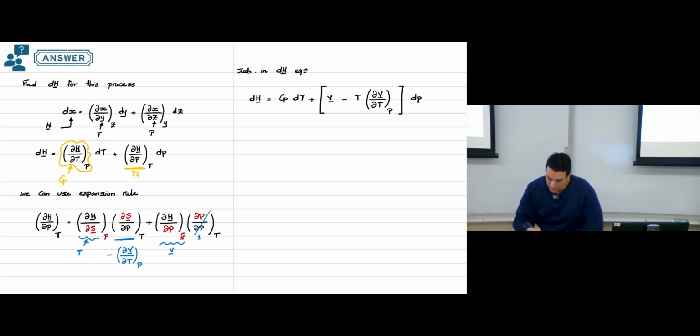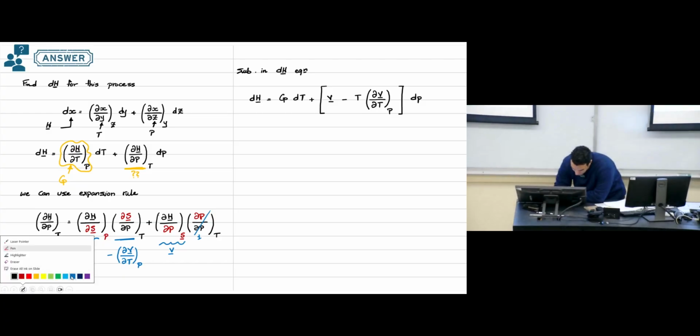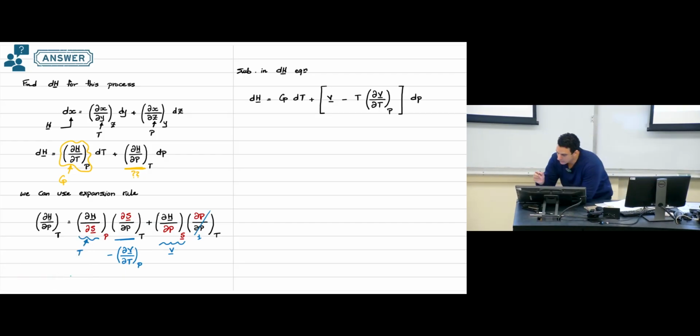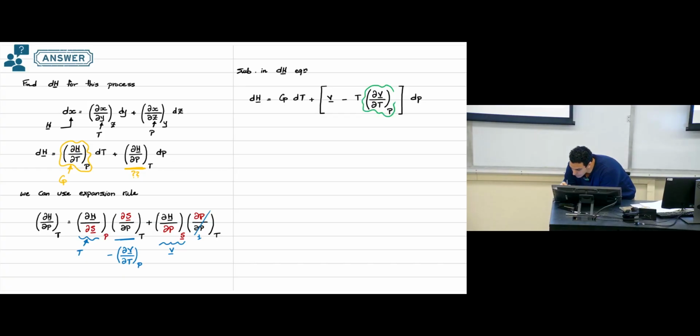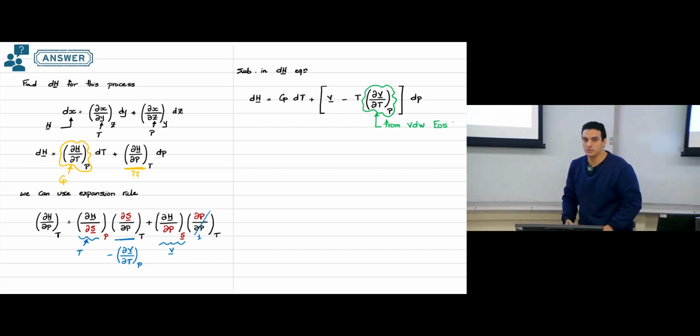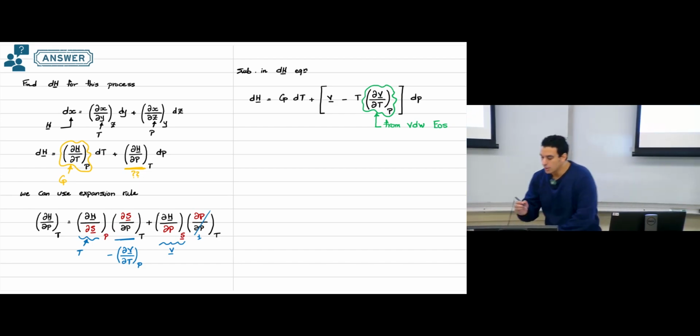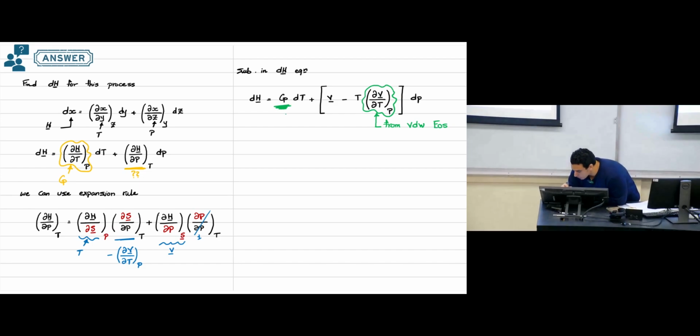Okay. So here in this example, we have two things to observe. The first one is this a new partial derivative here, and this one we can easily obtain from the van der Waals equation of state. So we don't have any problem to solve this one. We have a problem with this one.